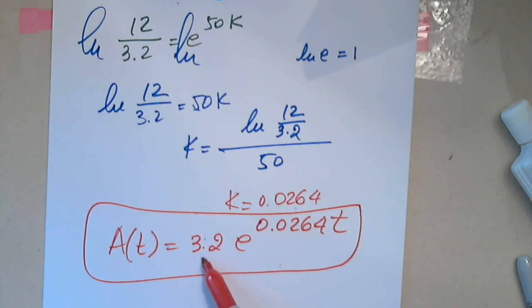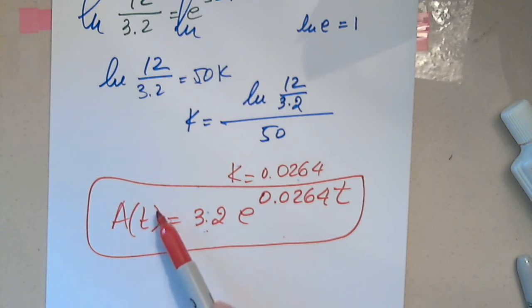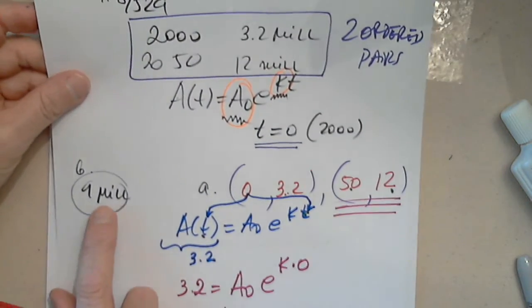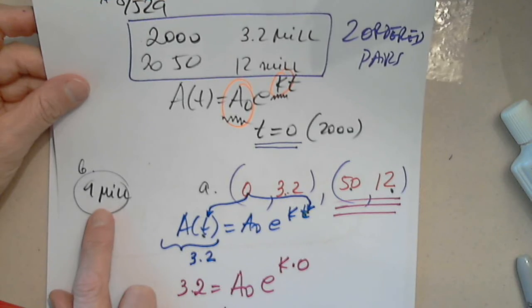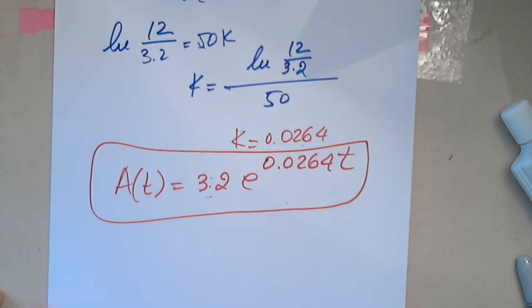This is the model. The initial value is known. The growth rate is known. The dependent variable is this. The independent variable is that. This is our function. Now they want us to determine when the population will reach 9 million. Like before, this is our part B.